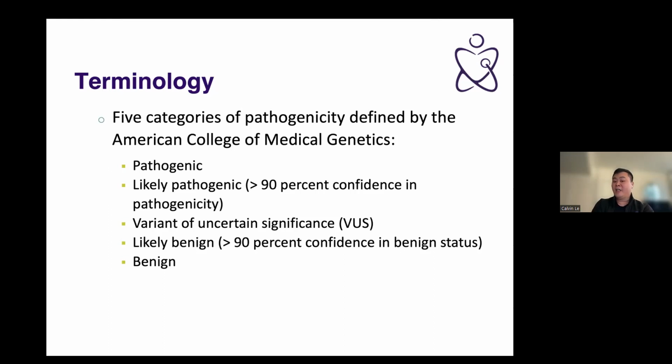There are variants that are likely pathogenic, so based on studies, greater than 90% confidence that it's a pathogenic variant. Kind of more difficult for us as clinicians is the VUS, or variant of uncertain significance, where there's not a lot of data or conflicting data about whether or not this variant can cause disease. And then likewise, there are the mirror categories of likely benign and then benign.